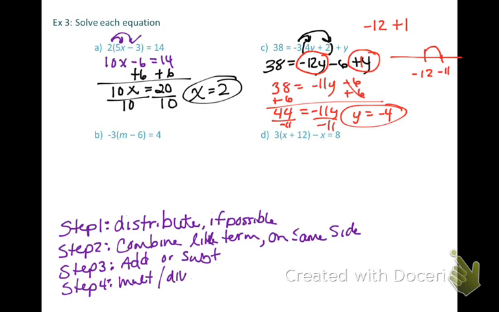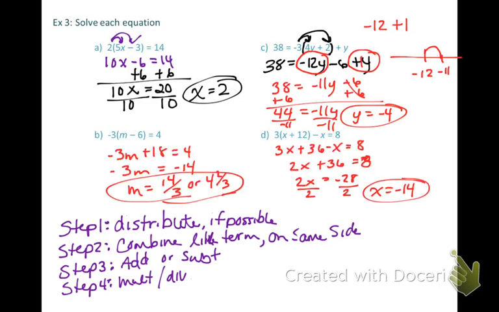Okay, I'd like you to try B and D by yourself using these steps. Put me on pause, check them out, see if you got them correct afterwards. Okay, so what I did was I made it quicker for myself, but you guys have to show your work, Dalton. And so on B, M equals 14/3 or 4 2/3. I don't care which one you do. And for D, X equals -14.